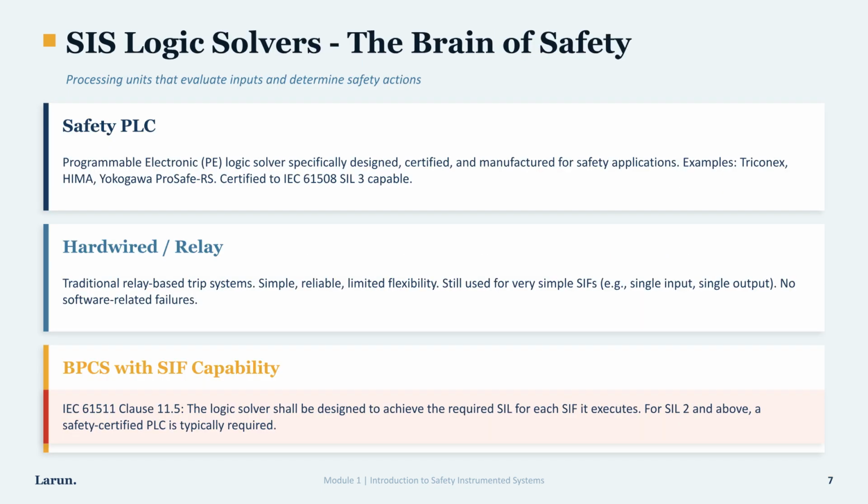The SIS logic solver is the brain of safety. Options include safety PLCs, which are certified to IEC 61508, or traditional hardwired relay systems. For SIL2 and above, a safety-certified PLC is typically required to execute the SIFs.